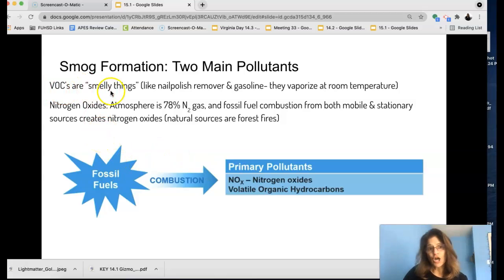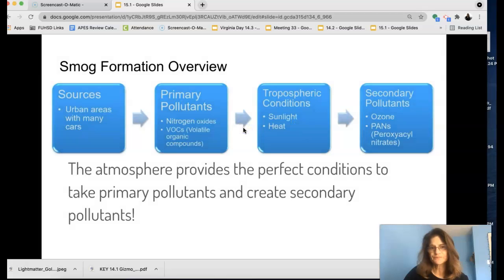You can think of volatile organic compounds as smelly things like nail polish remover and gasoline. They are things that vaporize at room temperature. Vaporize means they are in a gas form. They emit a gas. Nitrogen oxides come about because our atmosphere is mostly nitrogen. It's 78% nitrogen gas, and when we combust fossil fuels, it creates nitrogen oxides. We can also get nitrogen oxides from forest fires.